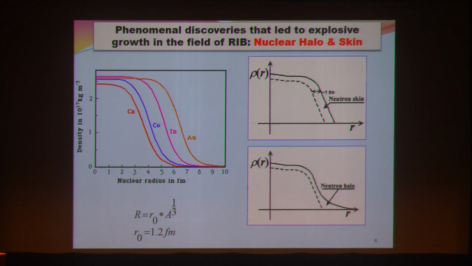Just to brush up the knowledge, this is the R equals R0 A to the power 1/3 law, which is known from our study of the nuclei on and around the stability line. So you can see these are the typical properties.